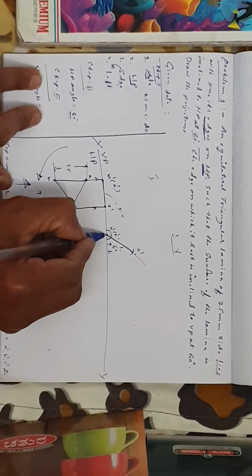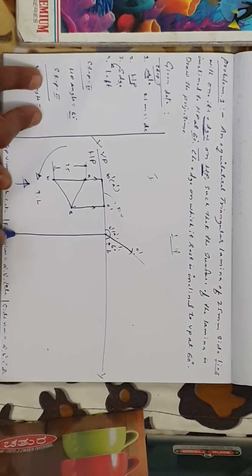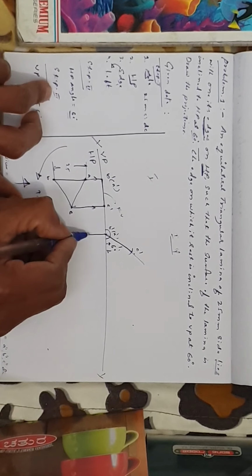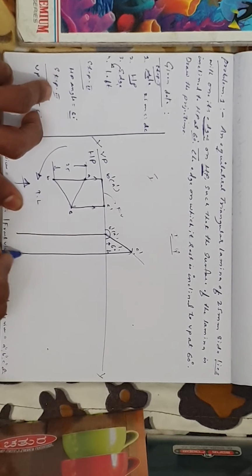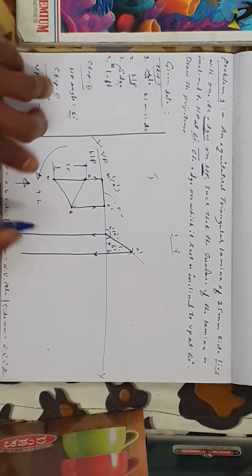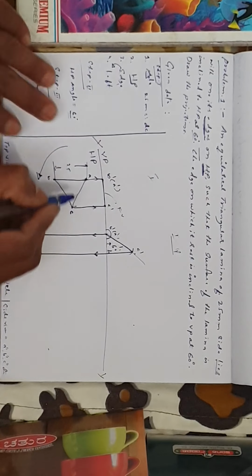Now take all the projectors in the downward direction. This projector is A dash, B dash, and this is the projector of C dash. Show the arrow mark in the downward direction. Now similarly take the projector from each corner.